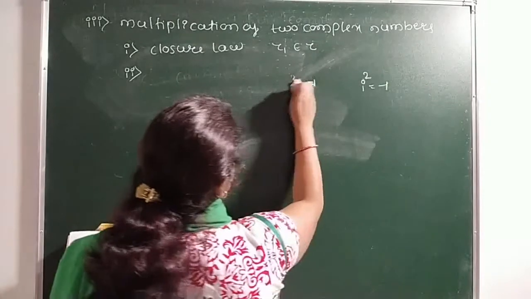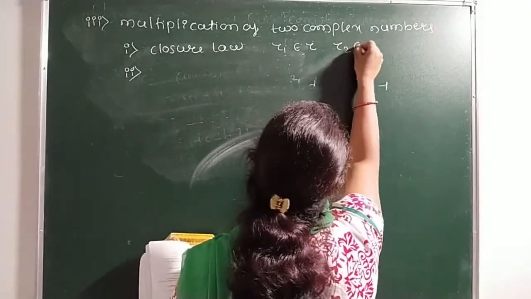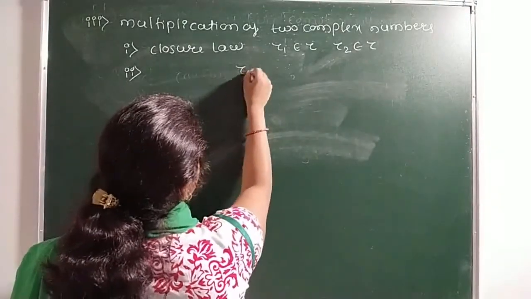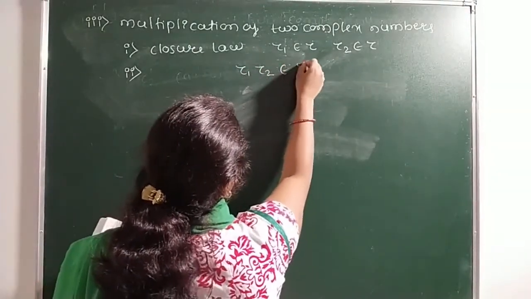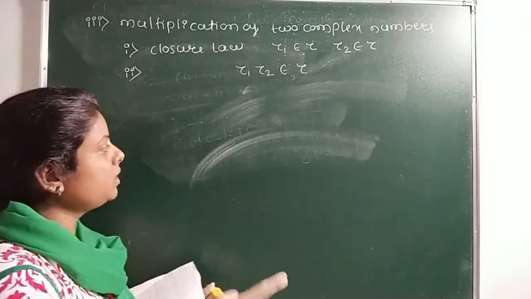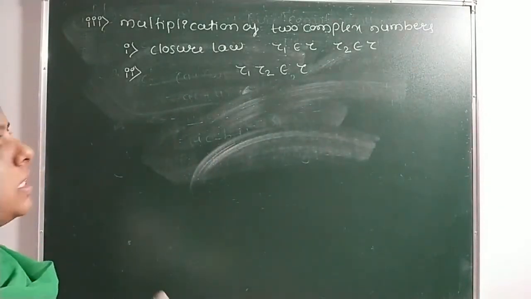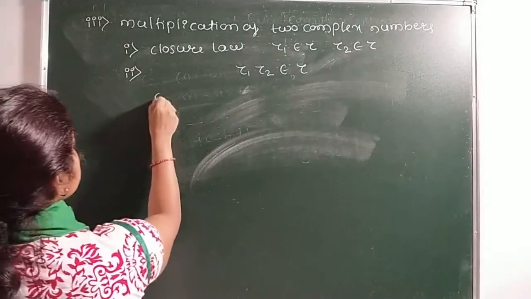Z1 belongs to Z, Z2 also belongs to Z. If the multiplication of Z1 and Z2 also belongs to Z, that is, if on multiplying we again get a Z term, then only the closure law gets satisfied. Second is the commutative law.